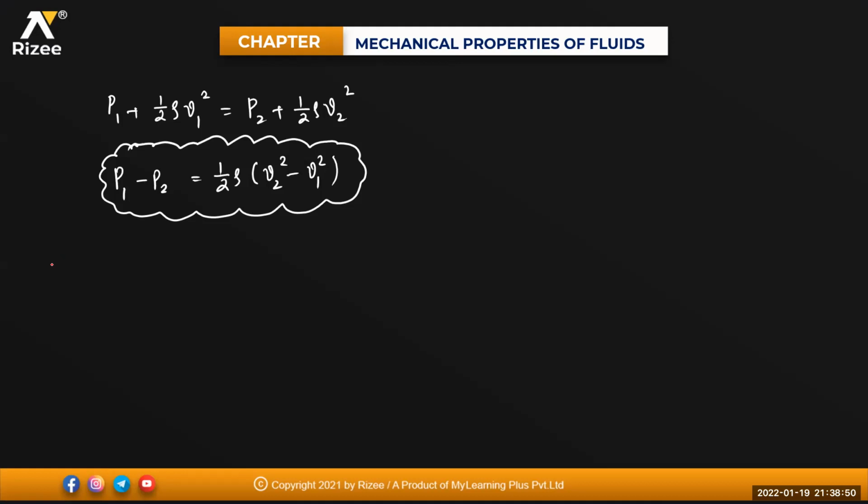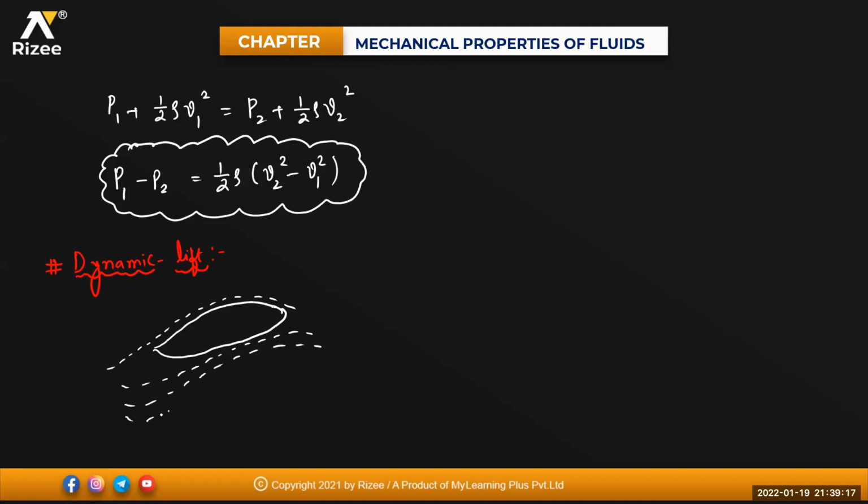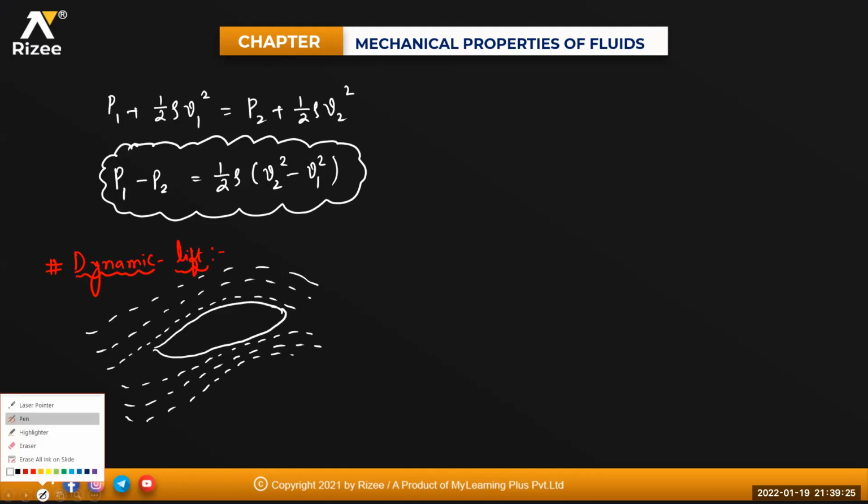So next one: dynamic lift. Aeroplanes, you might have seen, move in the air. The wings of an aeroplane are shaped something like this. The air will pass over this side like this, and the air will pass under this side like this. Okay, now if I take two points here, one point here and one point here.